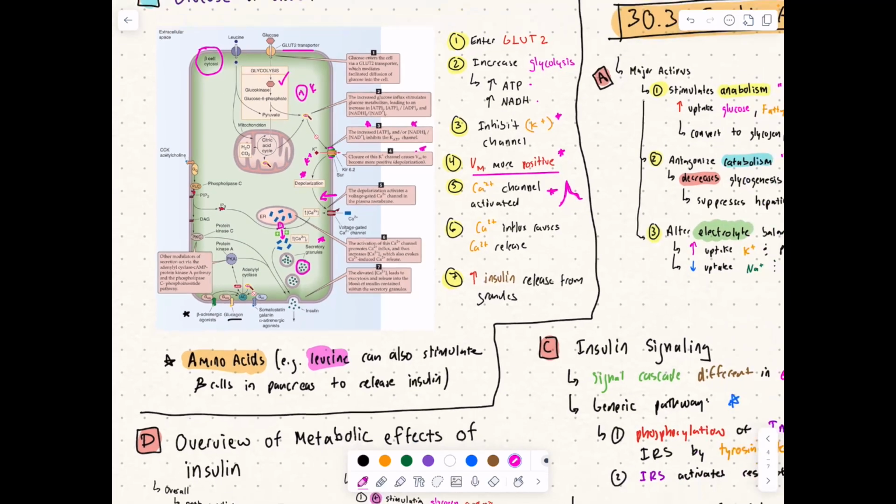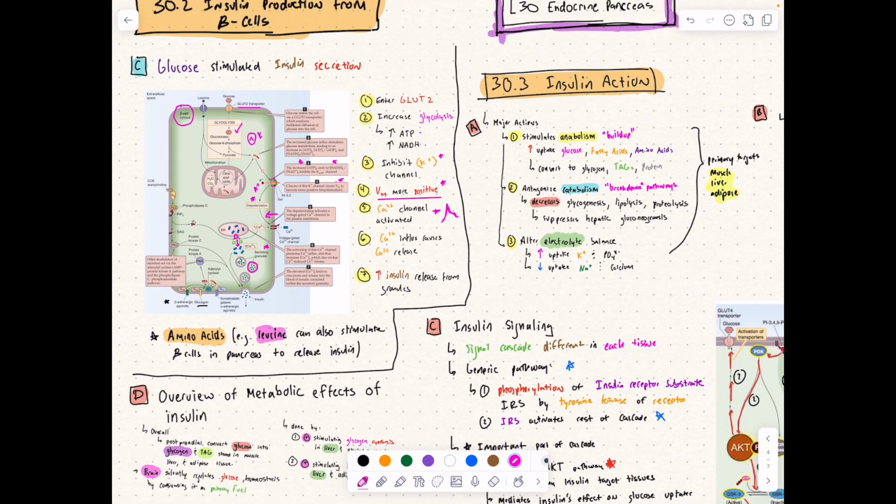All right, so that may be helpful. I think the big picture is that glucose goes in through GLUT2, increases glycolysis, and depolarizes the cell as a result. As a result of that, you have a net increase in calcium, and then the granules of insulin get excreted. Okay. Then we're also told that amino acids, in particular leucine, can also stimulate beta cells to release insulin.